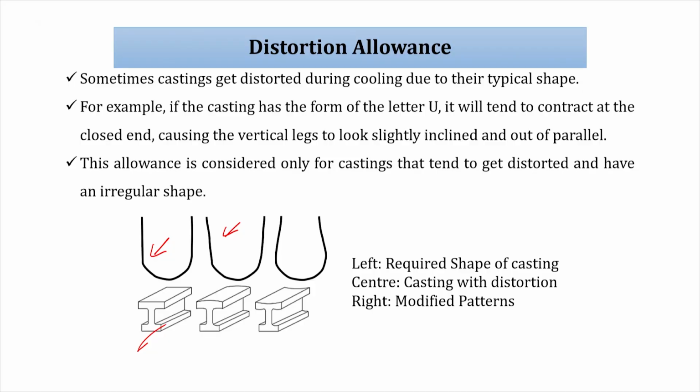Sometimes a casting gets distorted during cooling due to its typical shape, because of residual stresses. This allowance is considered only for castings that tend to get distorted and have irregular shapes. Okay. The left side shows the required shape of a casting, the center shows the casting with distortion, and this shows the modified pattern. So, it is a practice. It is not given any numerical value, but it comes with practice, the foundrymen's practice, and they give suggestions based on their experience. Thank you.